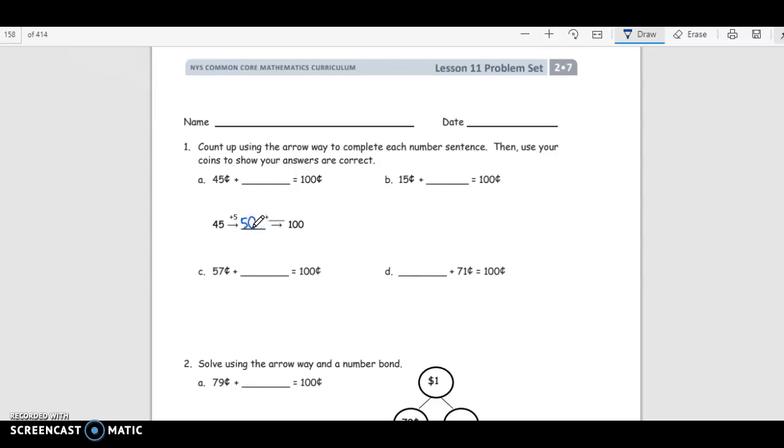And then from there, we want to get from 50 cents to 100 cents. So 50 plus what equals 100? 50 plus 50. So to figure out how much we added total, we add our 50 and our 5. So 50 plus 5 is 55. It's not 55 monkeys, it's 55 cents.